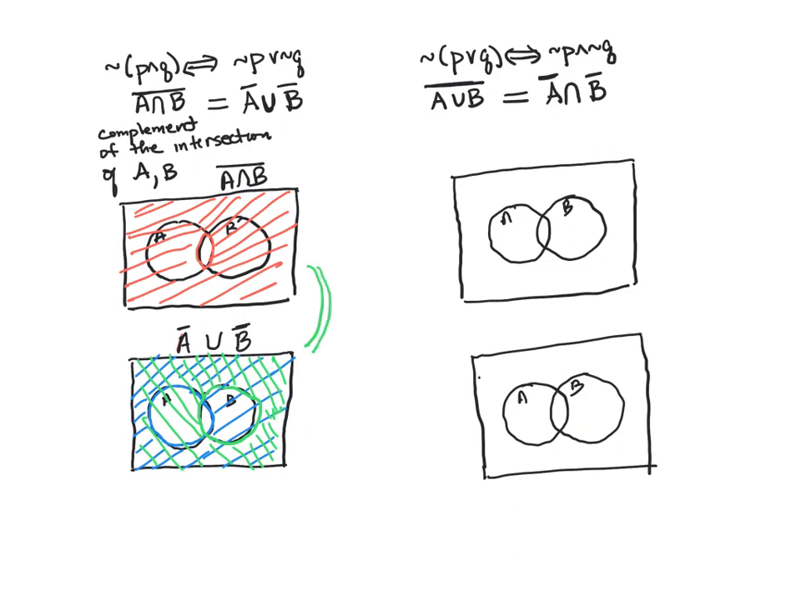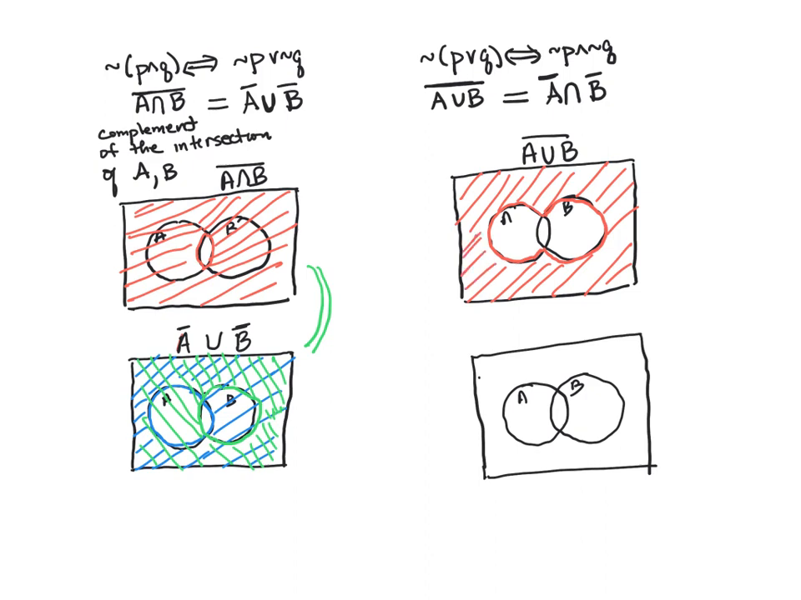Now let's take a look at the other side of DeMorgan's laws. We're going to make a Venn diagram for the complement of A union B. So A union B is inside circle A and inside circle B, but we're going to shade outside that region in red. So that was an easy one.